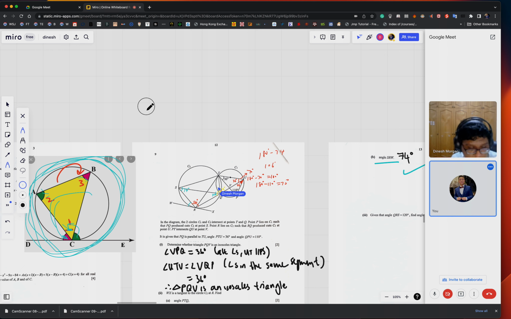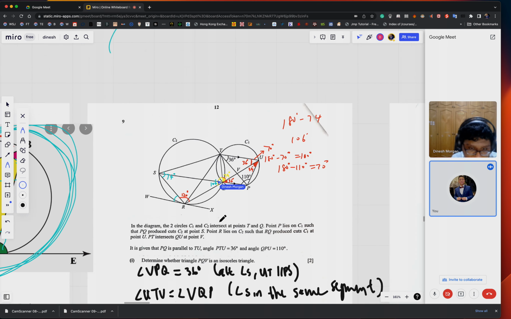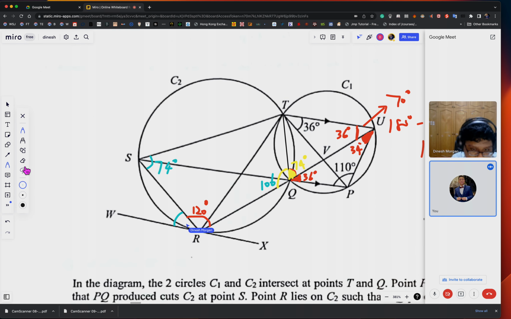So it's the third one. The 74 in this case is actually not this. This is not 74. This blue one is equal to this one. If this is 74, yes, this is 74. Yes, very good. So this is 74.